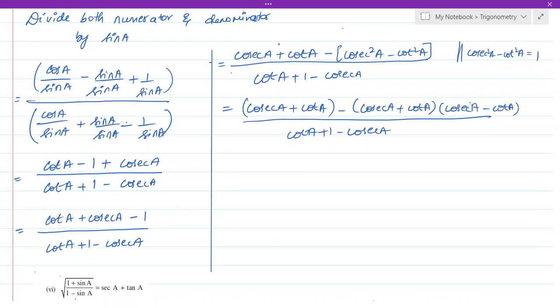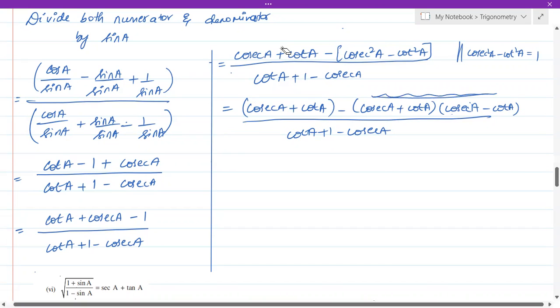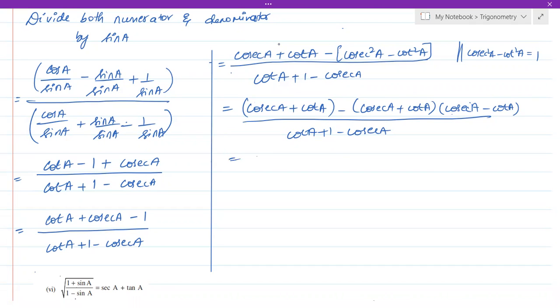Now, if you observe, there are two terms on the whole. Consider this to be one term and this is another term, because this and this are in product, therefore they are considered to be one term, isn't it? So this is one term and this is another term. In these two terms, I can take cosecant A plus cot A as common, isn't it? Here also you got cosecant A plus cot A, here also you got cosecant A plus cot A. So we can take that as common.